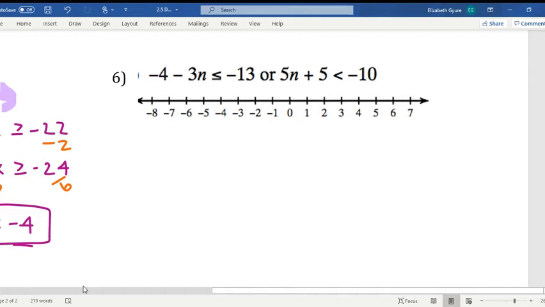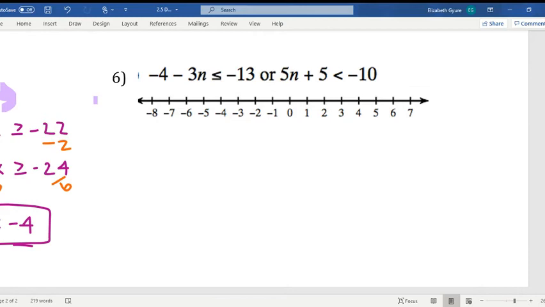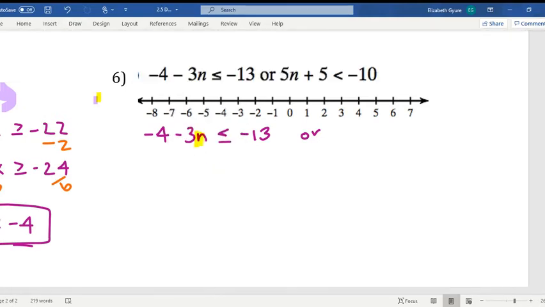All right, number 6, we have negative 4 minus 3n is less than or equal to 13, or, and I'm not even going to write the other side yet because we don't need to deal with it yet. Just don't forget about it when we do our final thing. And I just like to rewrite it so I have plenty of room and such. All right, so now we are trying to get our n all by itself.